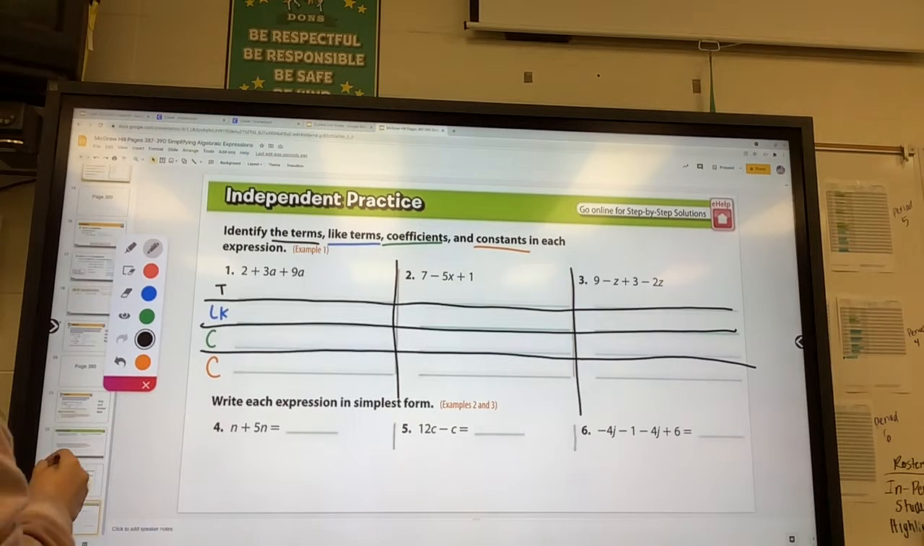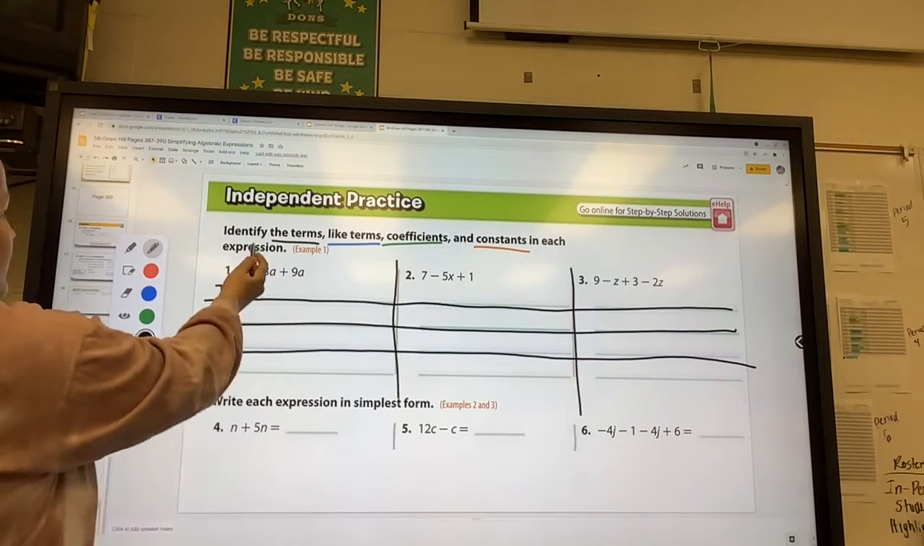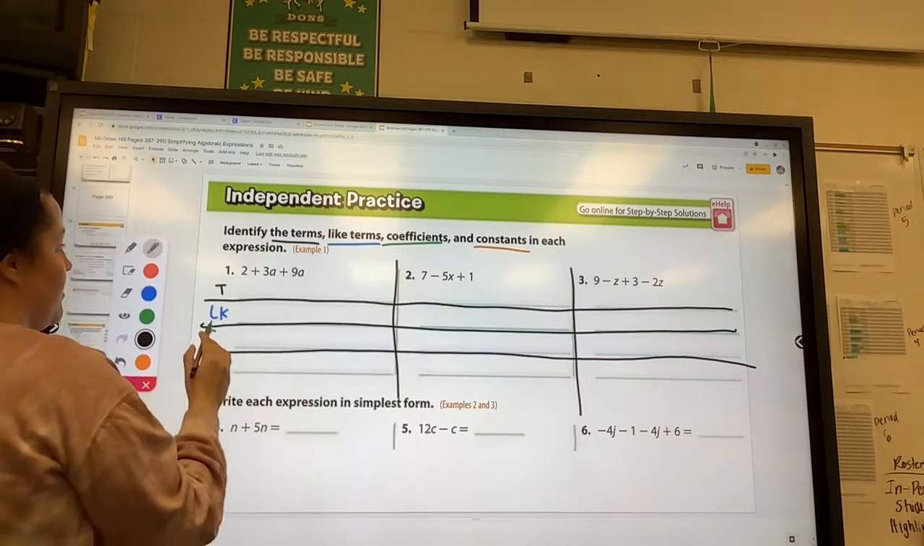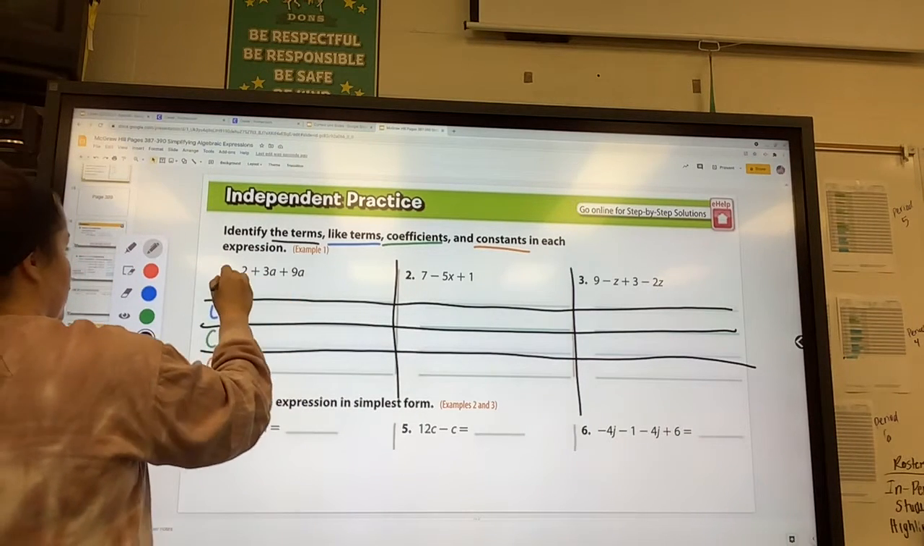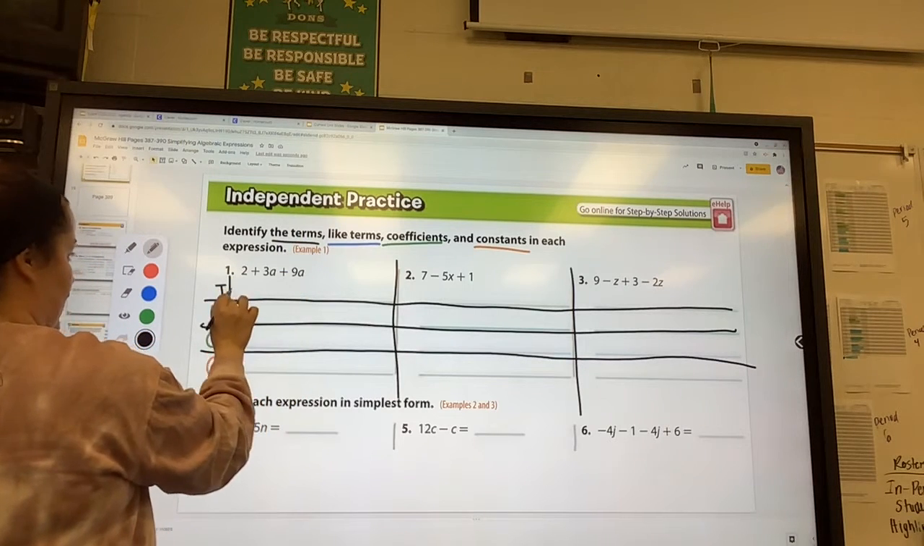Okay, we're going to go through the guided or the independent practice on page 391. The first part says identify terms, like terms, coefficients, constants. So remember what I do first. I see this is all addition, so I don't have to worry about anything. So the terms for this, terms are underlined. I have four black here.